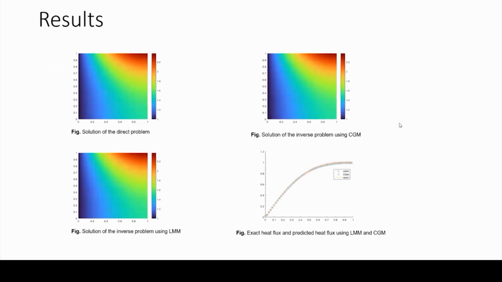Results. The first image shows the solution of the direct problem using the boundary conditions, and using the solution of the direct problem, we compute the solution of the inverse problem using the CGM and LMM methods. In the last image, we have shown the boundary heat flux that we have taken and that predicted by the inverse solution. We can see a pretty good overlap between the two.